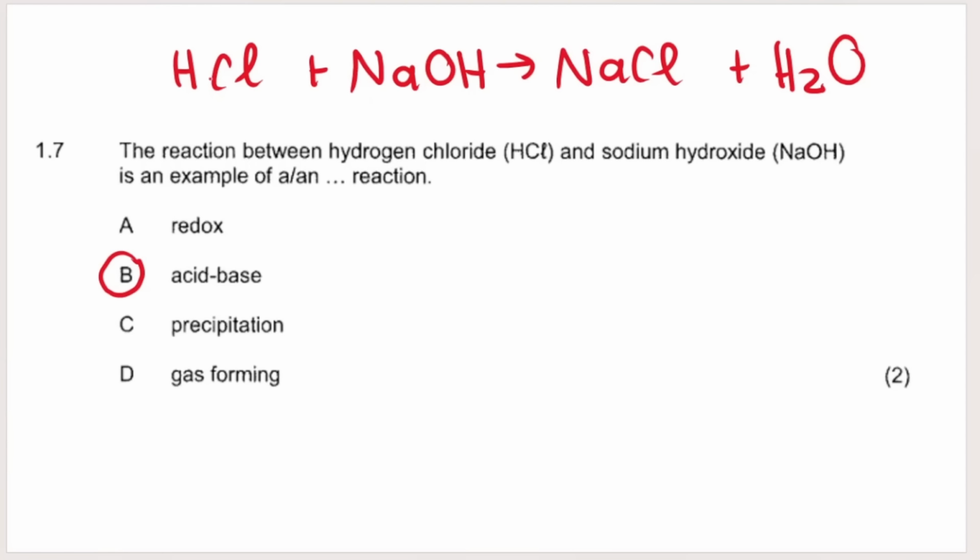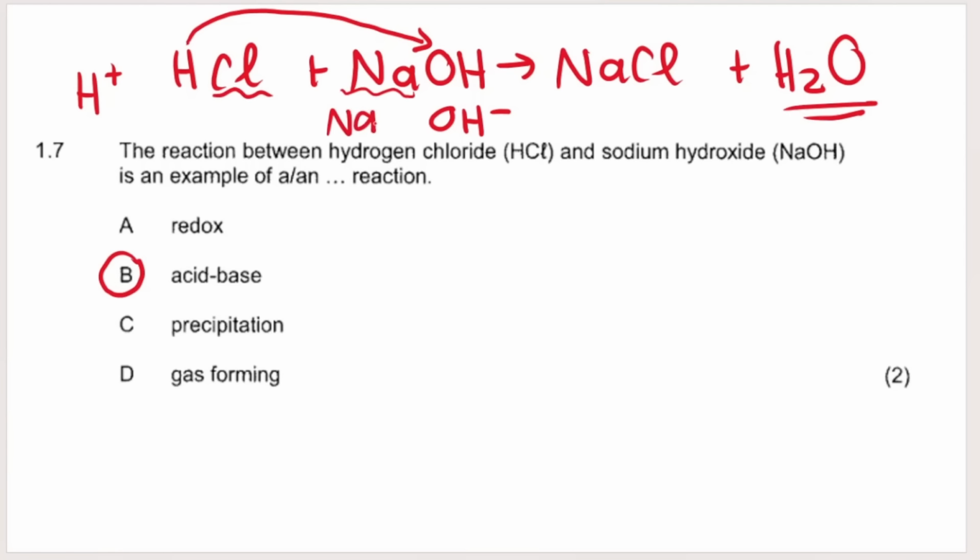It's an acid-base reaction because the acid donates the proton to the base, so a proton is an H+. The OH- part of the base will accept that proton, forming water, and then the leftover bits, the Na+ ions and the Cl- ions, will form NaCl.